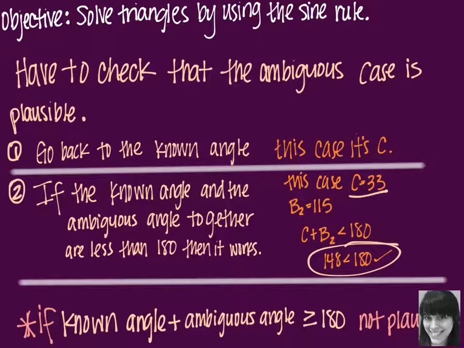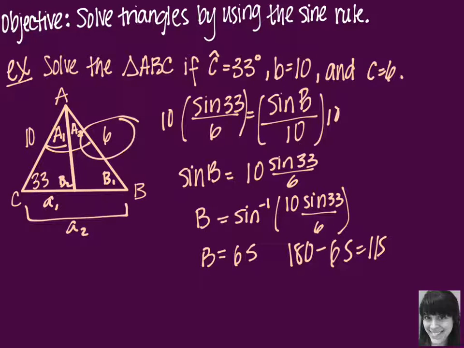If ever you add the known angle and the ambiguous angle and you get greater or equal to 180 degrees, that means that triangle is not possible. Okay, so we know that we do have two possibilities. One is with angle B being 65 and the other with angle B being 115. Now we have to do two more equations in order to find A1, A2, both the angle and the sides that are opposite of those angles.